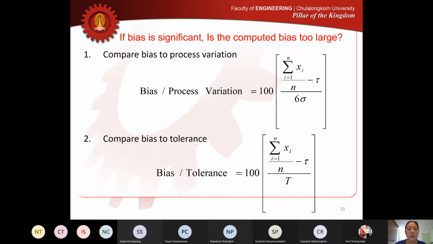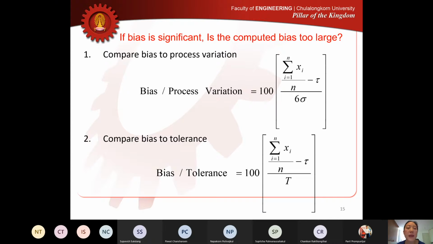So we can calculate 2 indicators, but to judge whether we will accept the amount of bias or not, we will focus on only the first indicator, which is to compare the bias with the process variation. The second indicator is just to inform us about the amount of bias compared to the tolerance, but we will not use it as the indicator to decide whether we're going to accept the amount of bias or not.